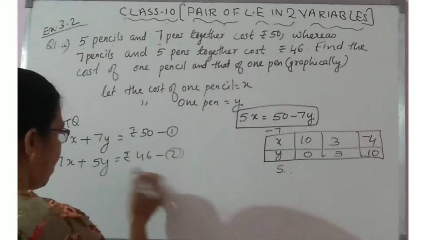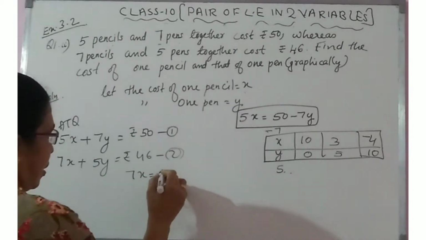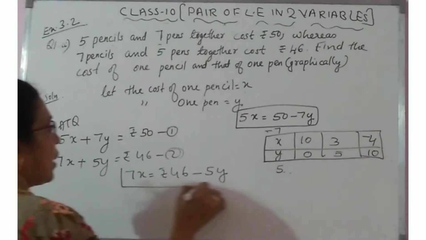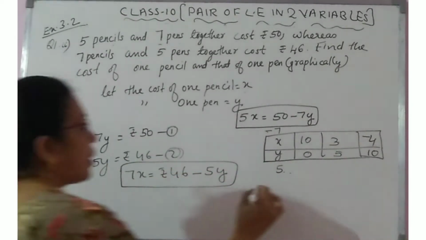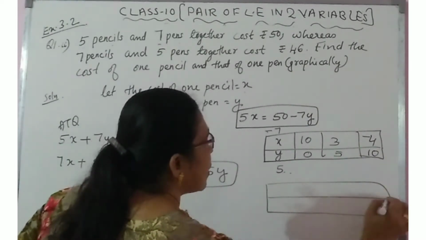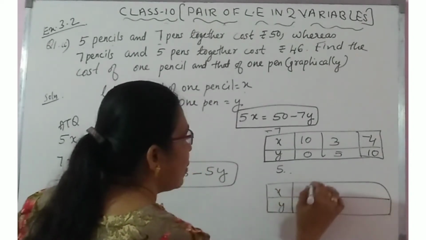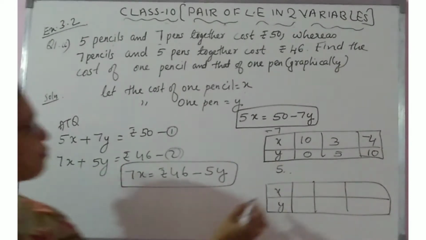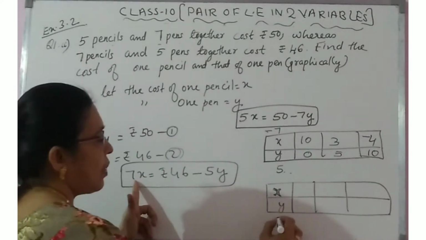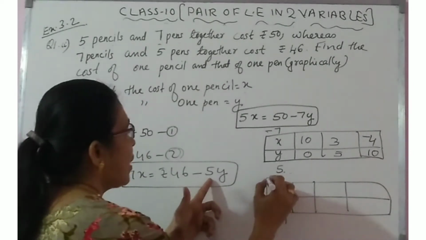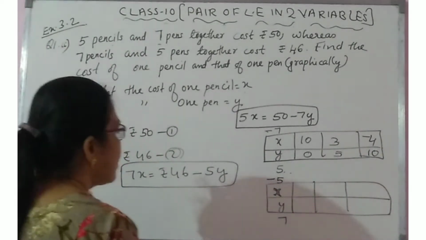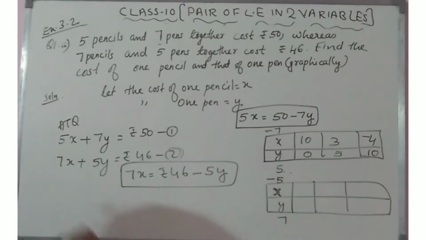7x plus 5y is equal to rupees 46. So 7x is equal to rupees 46 minus 5y. So we should put that in a box. Now you make the box here for finding out the 3 solutions. X, y, 1, 2, 3 solutions. From this equation the coefficient of x is 7, write it below y. The coefficient of y is minus 5, write it above x. Next, we have to find one solution.